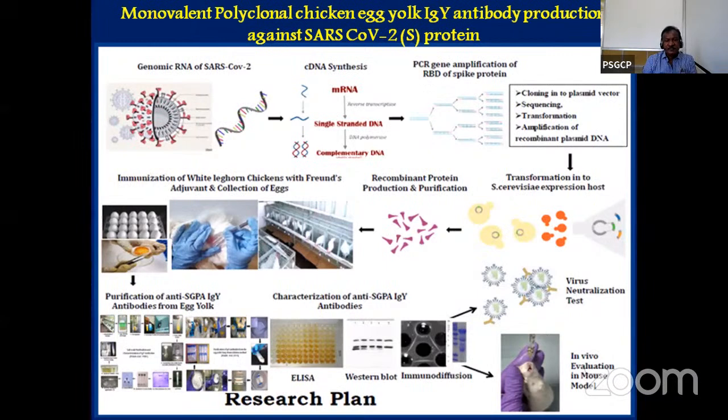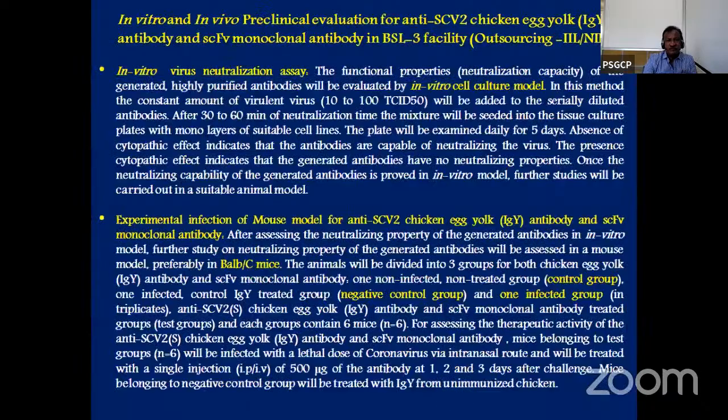And finally, the outcome: what will you do with these antibodies? To conclude, you need to take them for neutralization studies. So in vitro and in vivo neutralization studies will have to be done. For this, we need a BSL-3 facility. For that, Indian Immunologicals has come to our rescue. This is the part we need to do, and that's how the proposal is going on now.